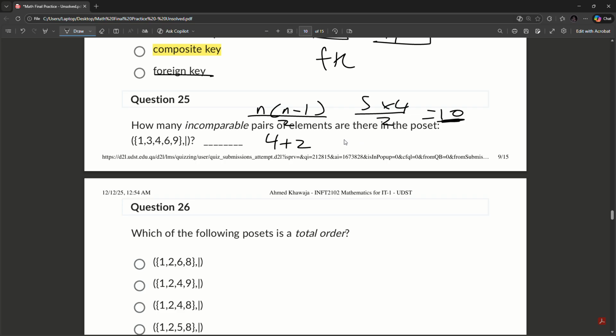And to get the incomparable pairs is just the total possible number of pairs subtracted by the total comparable pairs, which is 6, so the answer is 4. And if I go back to my notes, that should be correct.